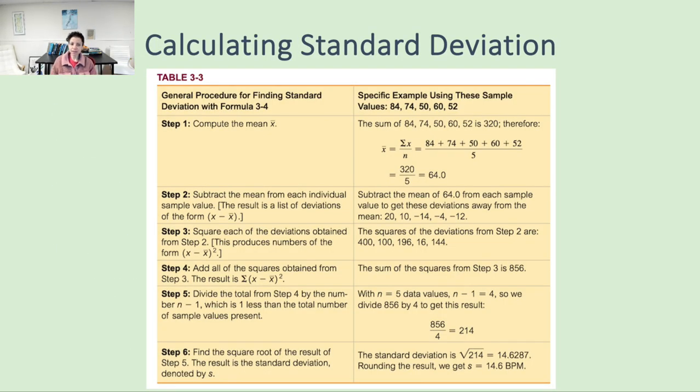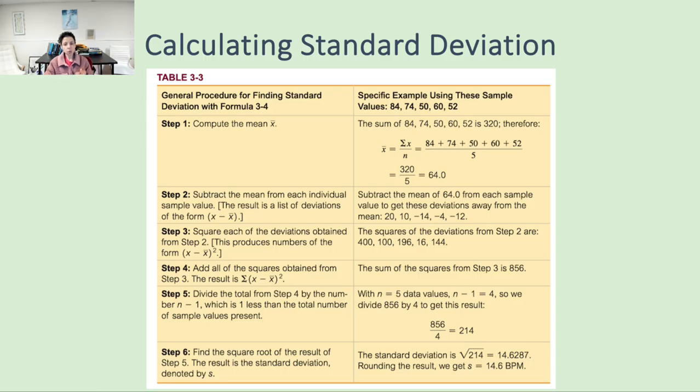So when we're calculating standard deviation, we have some procedures, some steps to take. Number 1, we have to calculate the mean, because standard deviation is a measure of how far each data point is from the mean. So let's say we have these data points: 84, 74, 50, 60, 52. The sum of those is 320. There are 5 numbers, so 320 divided by 5 is 64.0.